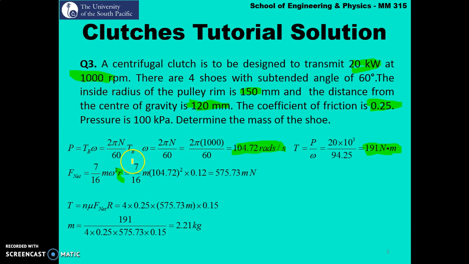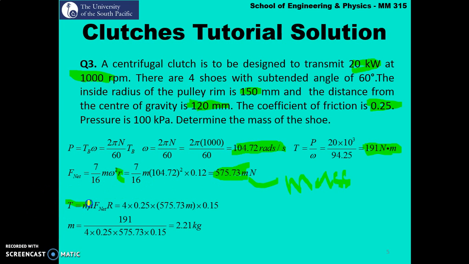So substitute everything. 7/16. The value of mass we don't know, so leave it as it is. Angular velocity was 104.72, squared, and then times the distance to the center of gravity, which is 0.12, that is 120 mm. Once we evaluate this, we end up with the value of 575.73 m Newtons, where m is the mass. We are solving for m, so we leave it as it is. So your net force is this.